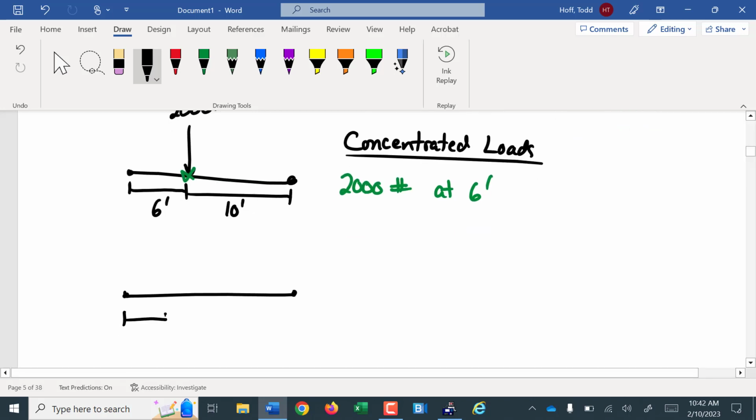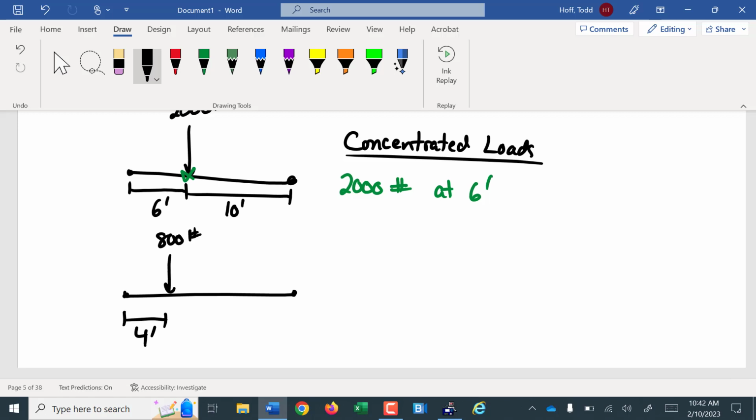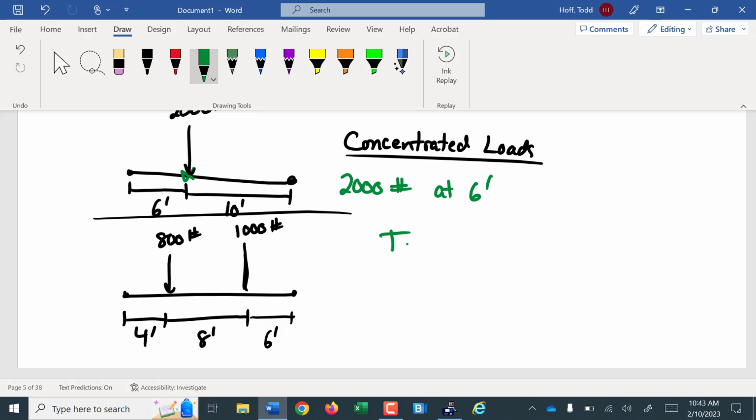Let's say 4 feet from this end, we have 800 pounds. We go another 8 feet. And 6 feet from this end, we have, let's just go with 1,000 pounds. So to find the location of the center of mass here, we have to find the average distance from the left end. Total weight, of course, would be what? 1,800. There we go. Just the 800 plus the 1,000.